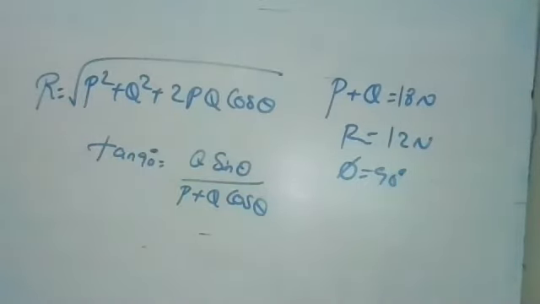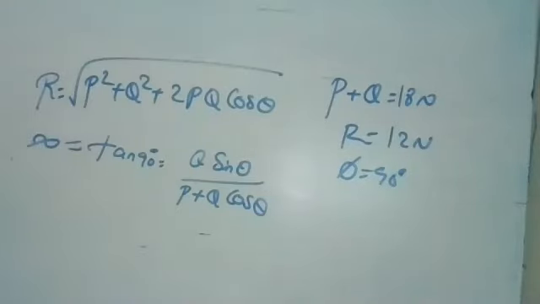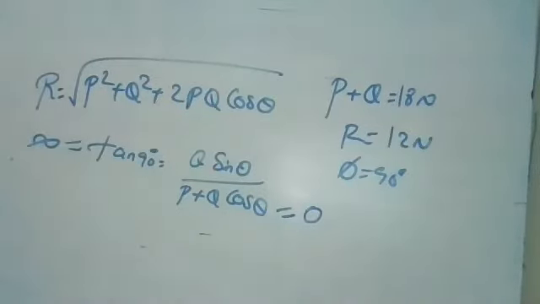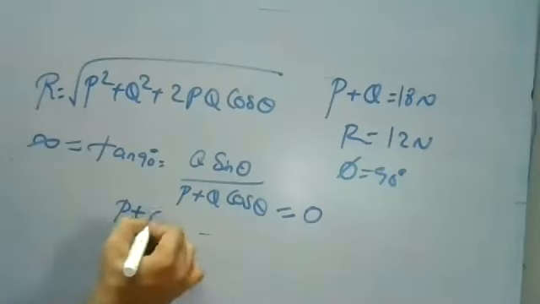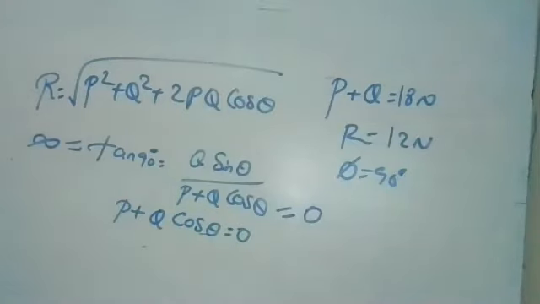Here, phi is 90 degrees. Those who know can tell tan 90 is infinity. So tan 90 is infinity, and so what I'll do is take the denominator as 0. Anything divided by 0 will be infinity only. So from this relation, I'll take p plus q cos theta as 0. P plus q cos theta is 0.